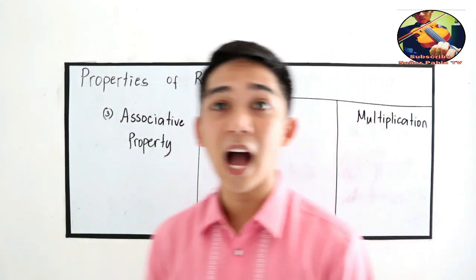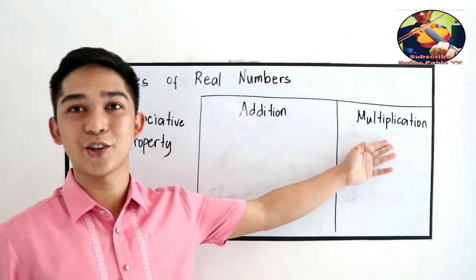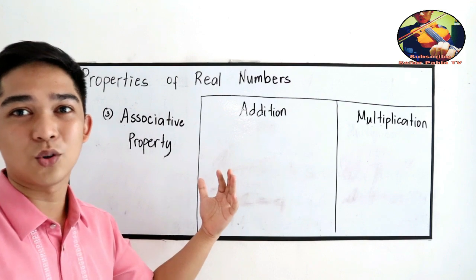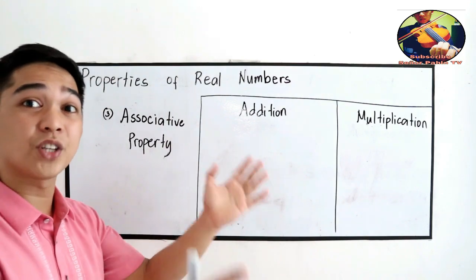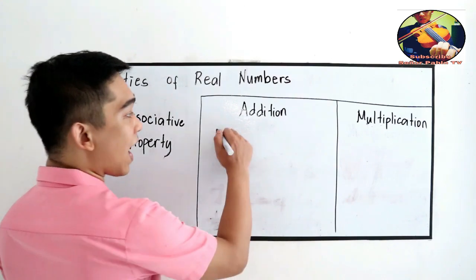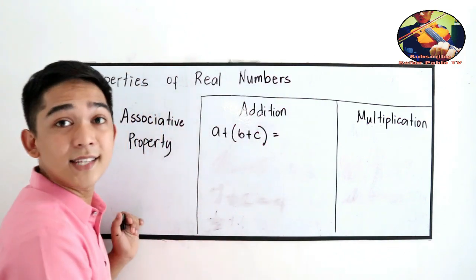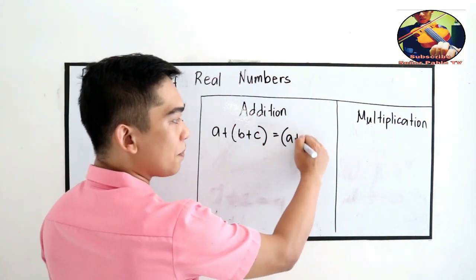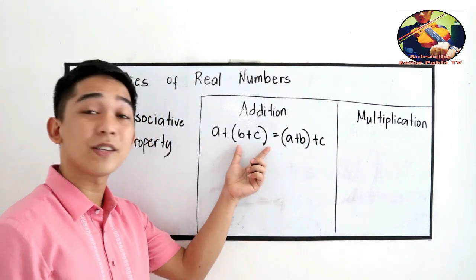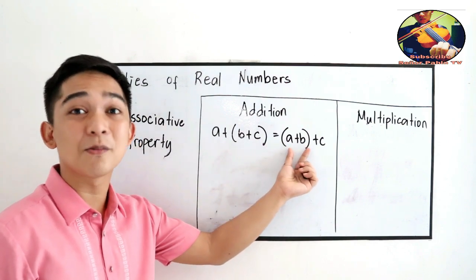Property number 3, we have the associative property of addition and multiplication. This has to do with grouping. In the commutative property we interchange the numbers; in the associative property, we interchange the groupings. Let's say we have A plus B plus C. This is equal to A plus the quantity B plus C. Here, the grouped terms are B plus C. It is equal when the grouped terms are A plus B.